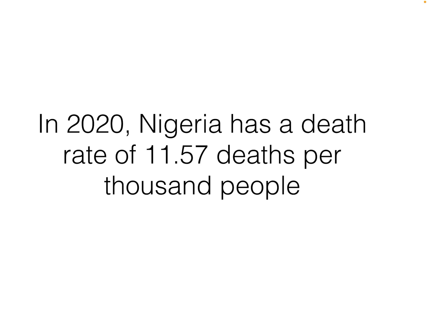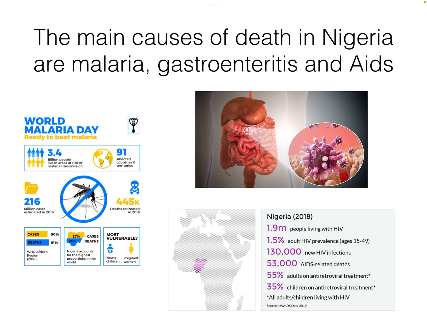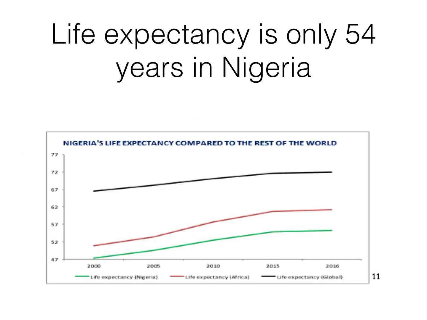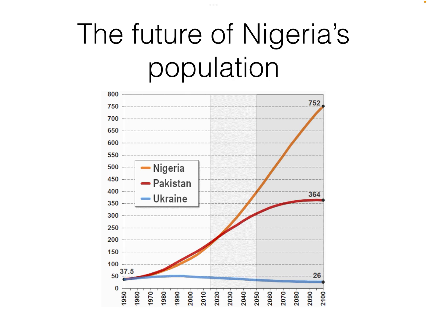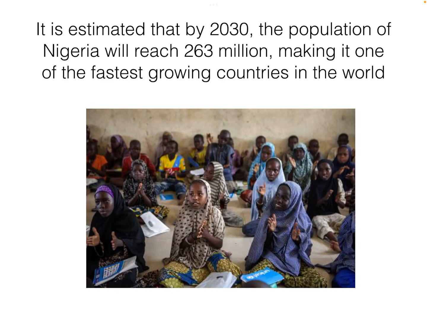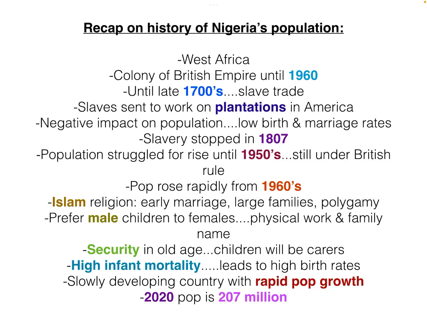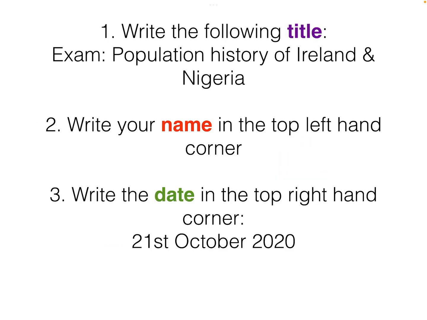So they still have a lot of people dying, but what are they dying of? Malaria, from the mosquito, gastroenteritis, like a stomach bug, and AIDS. So their life expectancy is very low, 54, compared to our 81 or 82. They still have a long way to go to improve medical, food and healthcare for their people. The future of their population is expected to just explode. But have they the hospitals and the schools to look after this predicted population growth in future? I hope so.